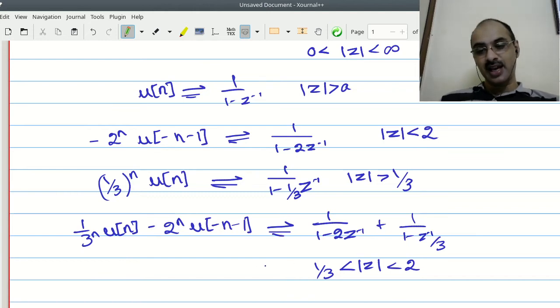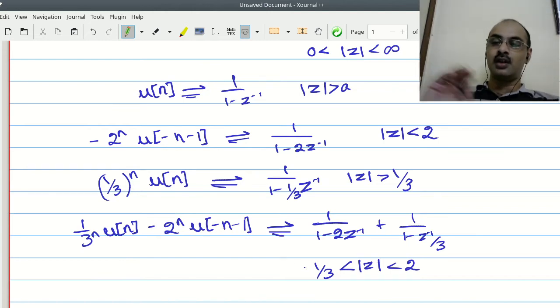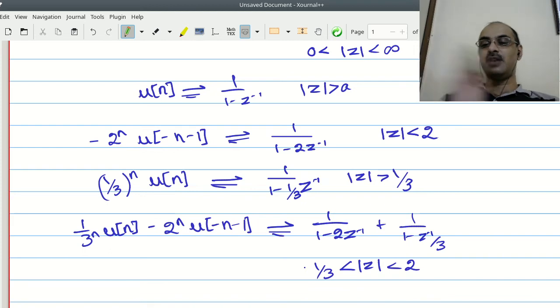So these ring-like ROCs always appear when you have double-sided infinite sequences.